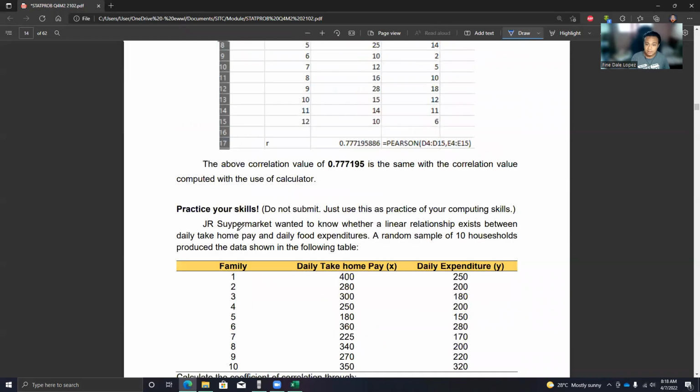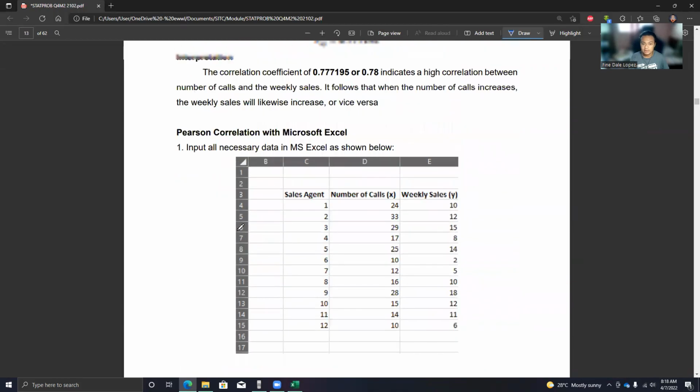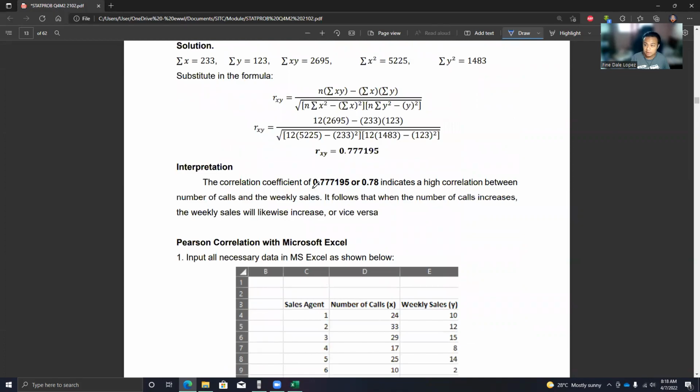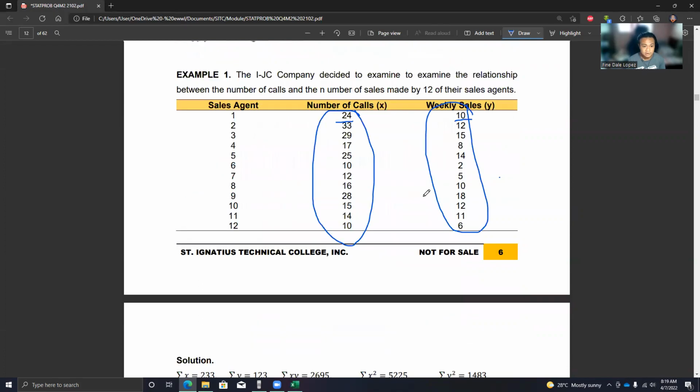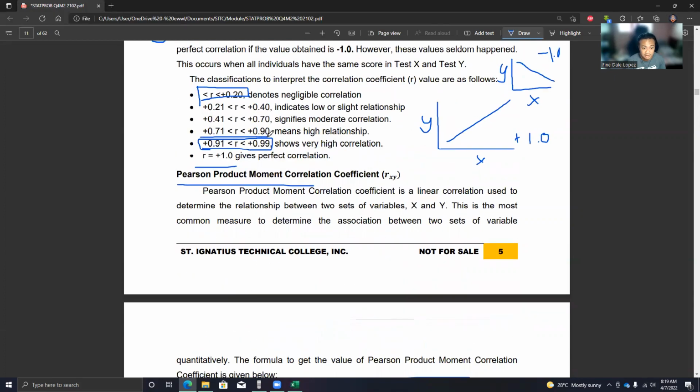Okay, so let's try to interpret your result. A correlation coefficient of 0.78 indicates high correlation, right? So high correlation. Is that correct? That is what I should see in your interpretation. High correlation, since it is 0.78. It means high. Check.